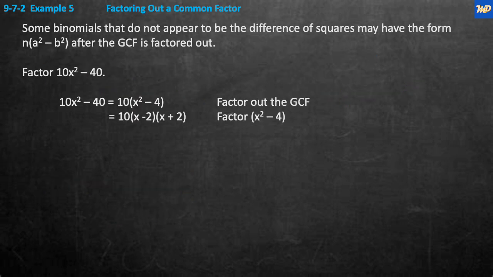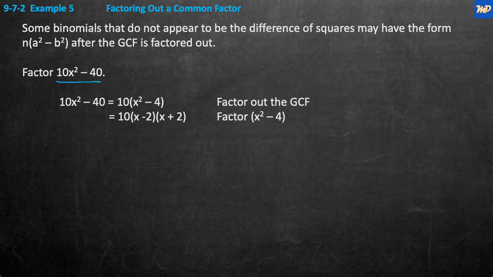Example 5, factoring out a common factor. Some binomials that do not appear to be the difference of squares may have the form n times the quantity a squared minus b squared after a common factor, if the greatest common factor is factored out. So let's try one here. Factor 10x squared minus 40.